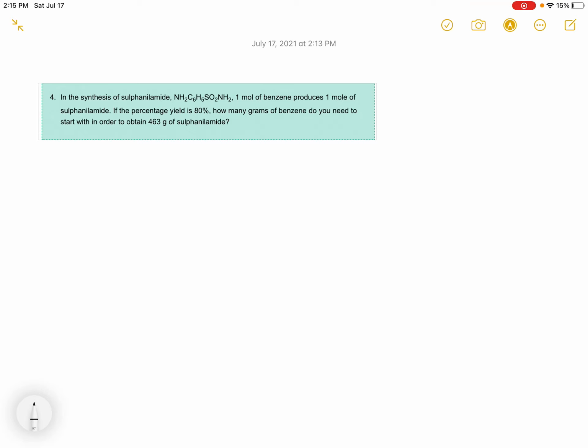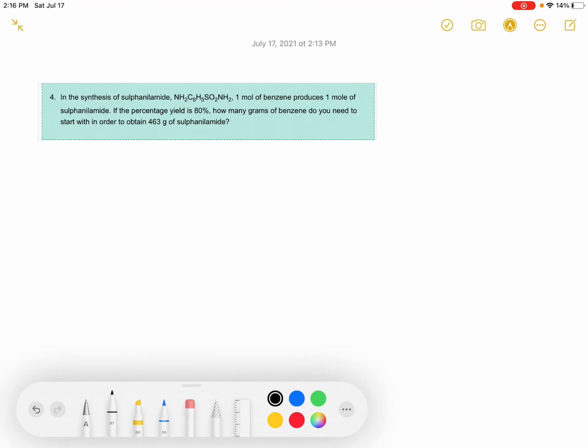In the synthesis of sulfanilamide, 1 mole of benzene produces 1 mole of sulfanilamide. If the percentage yield is 80%, how many grams of benzene do you need to start with in order to obtain 463 grams of sulfanilamide? So when you read a question like this, a really good first step is to start to extract some relevant information from the question.